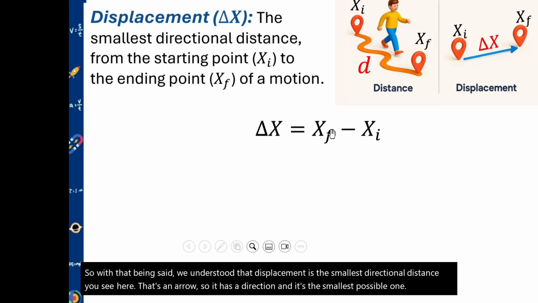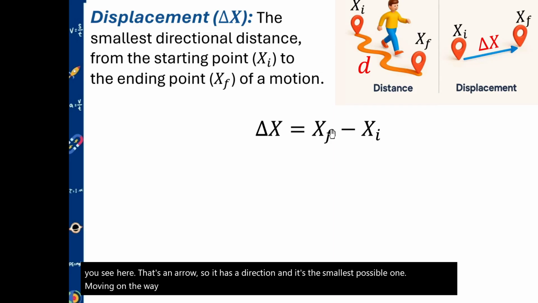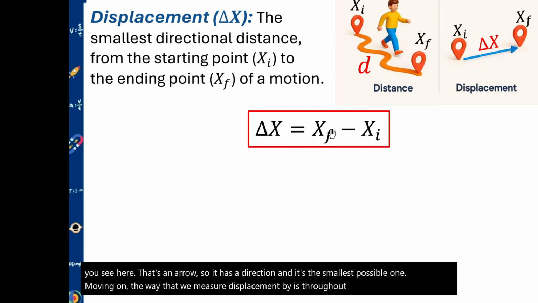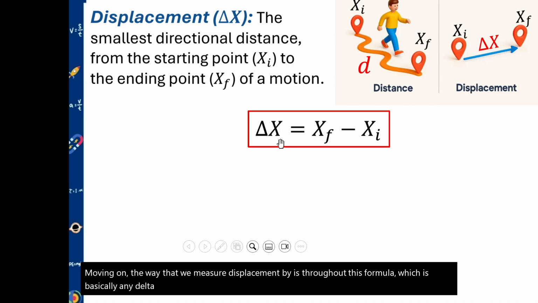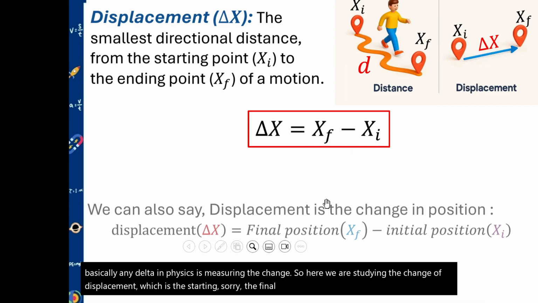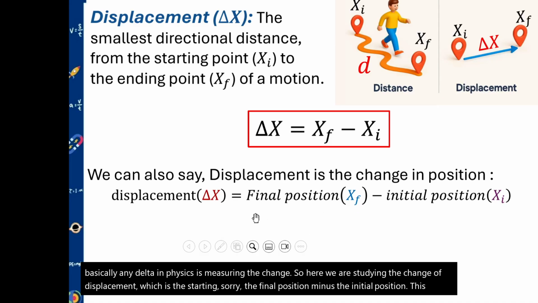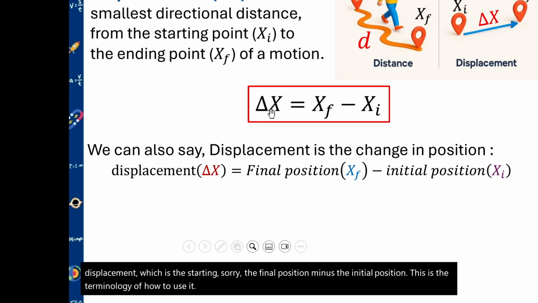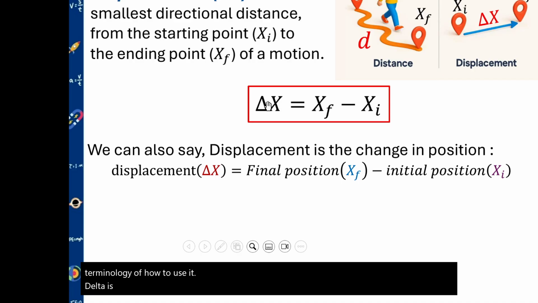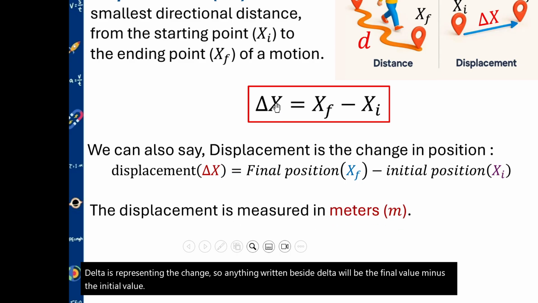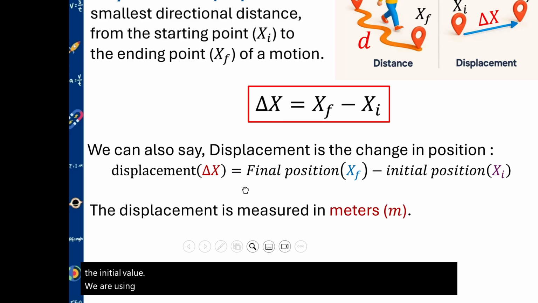Moving on, the way that we measure displacement is through this formula. Basically any delta in physics is measuring the change. So here we are studying the change of displacement, which is the final position minus the initial position. This is the terminology of how to use it. Delta is representing the change, so anything written beside delta will be the final value minus the initial value. We are using x because that's a horizontal motion.